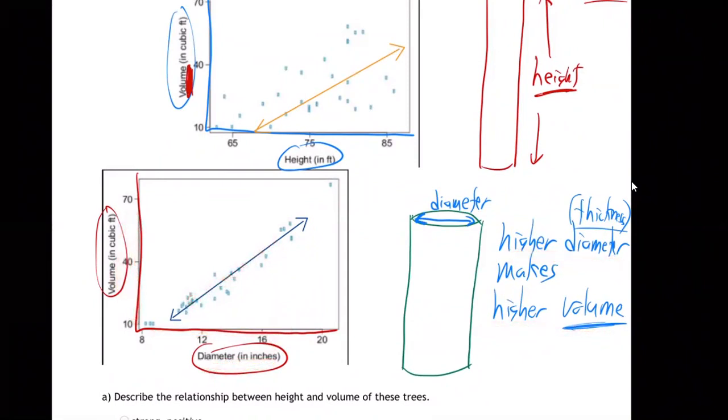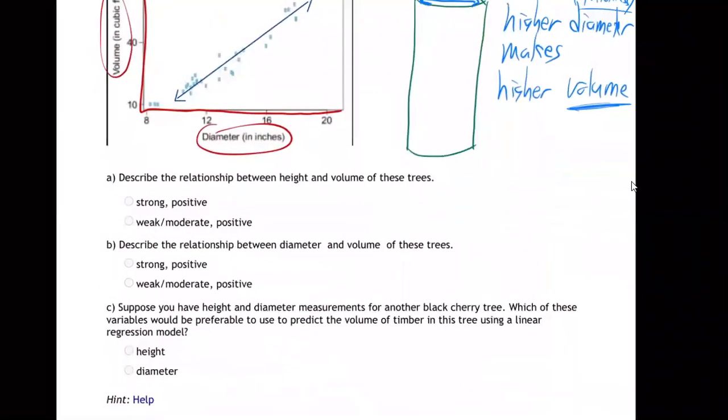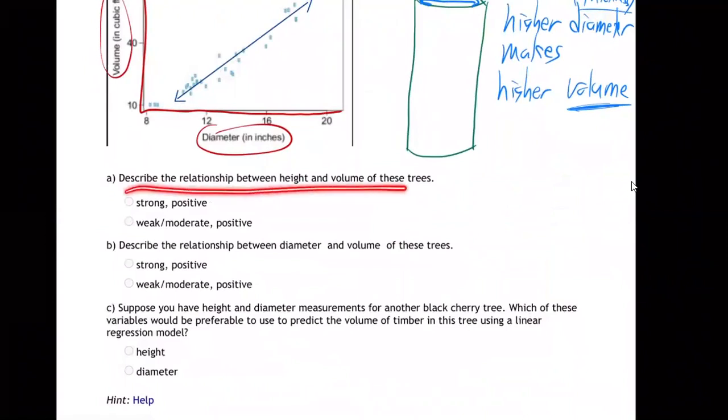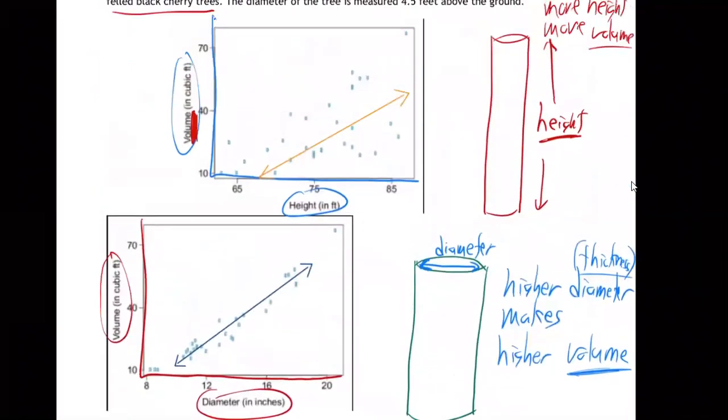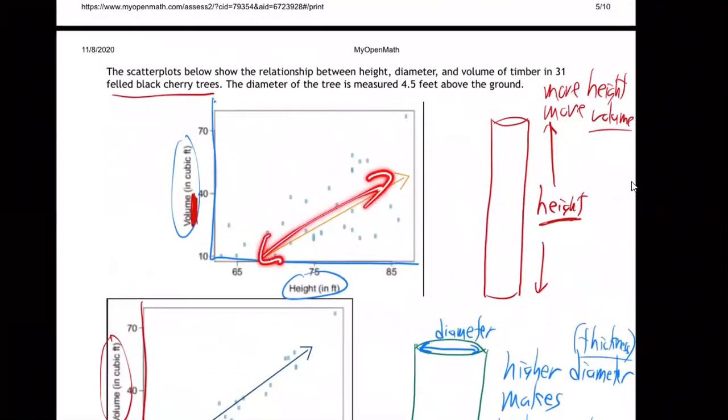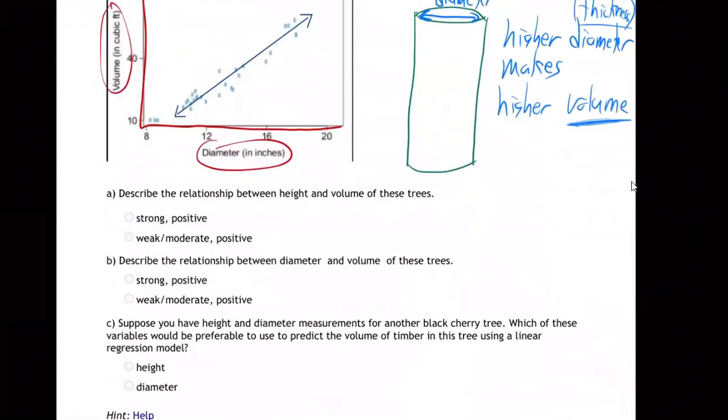Okay, so how would we answer this question? Describe the relationship between height and volume. Strong positive, weak, moderate positive. Well, to me, that looks weak positive. It's not strong. The dots are not super tight. So it's weak. Dots are not tight. And that's for height and volume.